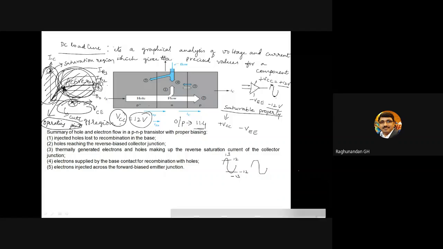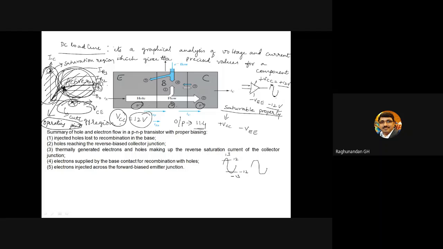See, this is the emitter side, this is the base, and this is the collector. From the emitter side, since it is a PNP transistor, the majority charge carriers are holes. So the current here will be because of holes only. And this is P region, N region, P region. So in the N type, the majority charge carriers will be electrons. In P type, majority charge carriers will be holes.